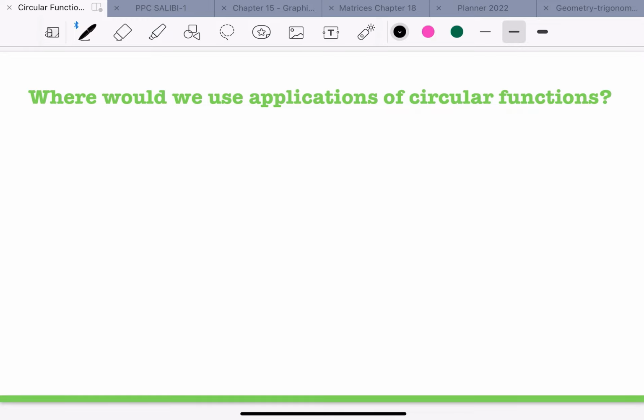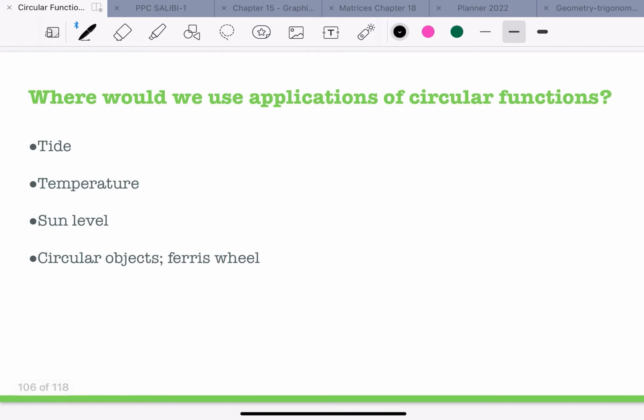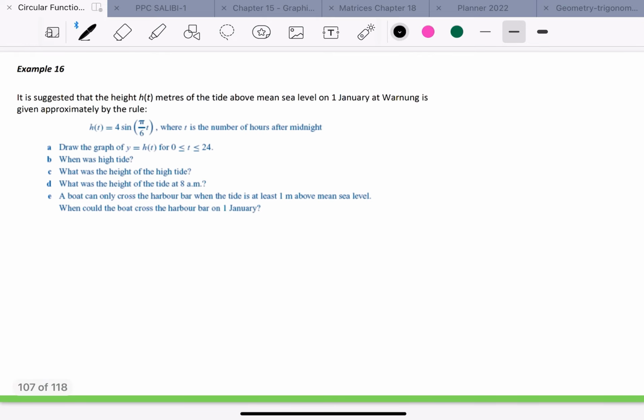Our first question always is, where could we possibly use circular functions? Well, the answer is anywhere that you see an up and then a down motion. So something that is continuously going up and down, such as the tide, temperature, sun level, and even the height of circular objects such as Ferris wheels. They're also commonly used in things like sound waves, and you'll definitely be using this if you go into a field of engineering. So without further ado, let's start example 16.